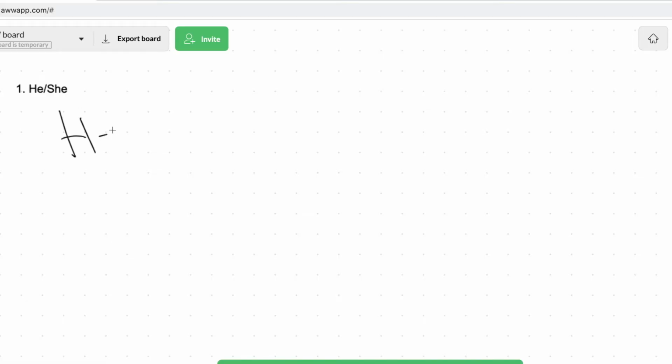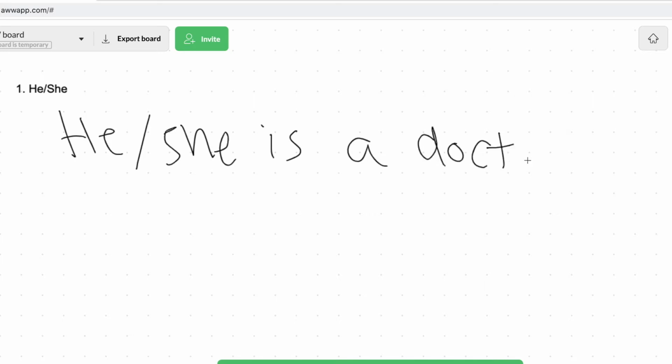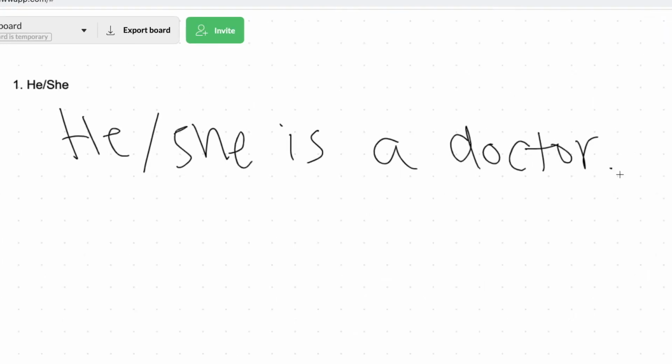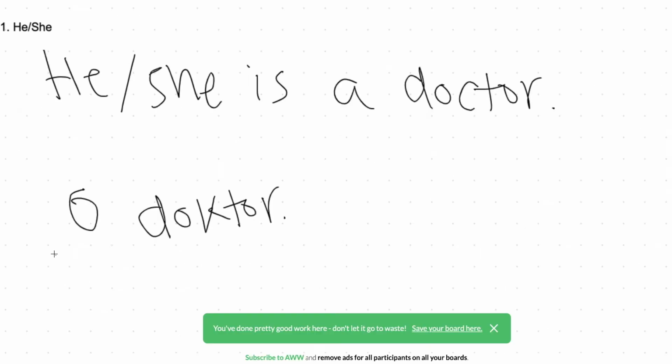Let's break this down a bit more in Turkish. If you want to say he or she is a doctor, you would say in Turkish, "O doktor." O is the pronoun for he and she and it in Turkish. I know my Turkish students know this better than I do, but here we are. O is he and she together in Turkish.